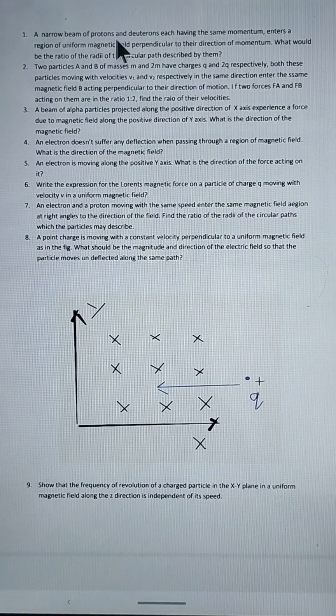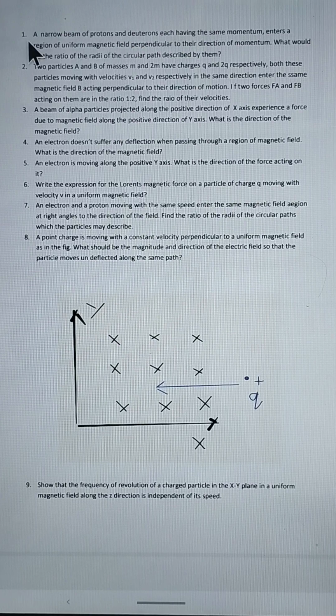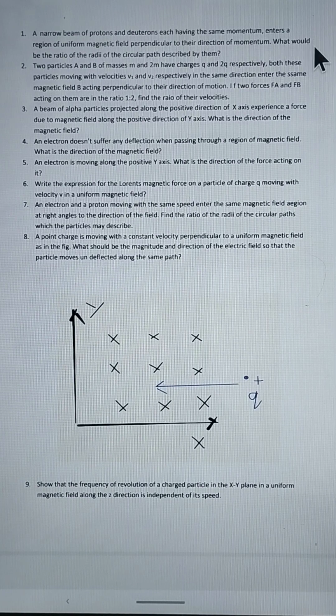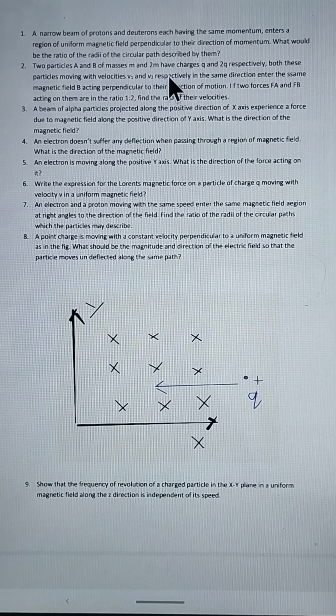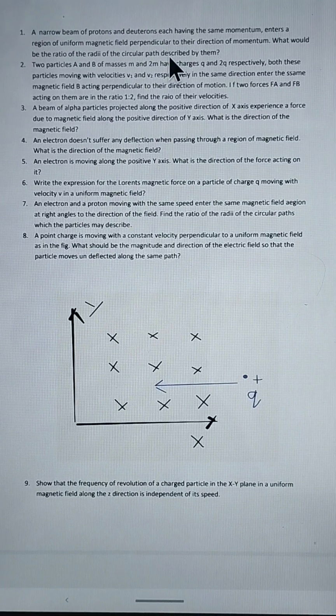A narrow beam of protons and neutrons, each having the same momentum, enters a region of uniform magnetic field perpendicular to their direction of momentum. What would be the ratio of the radii of the circular path described by them?